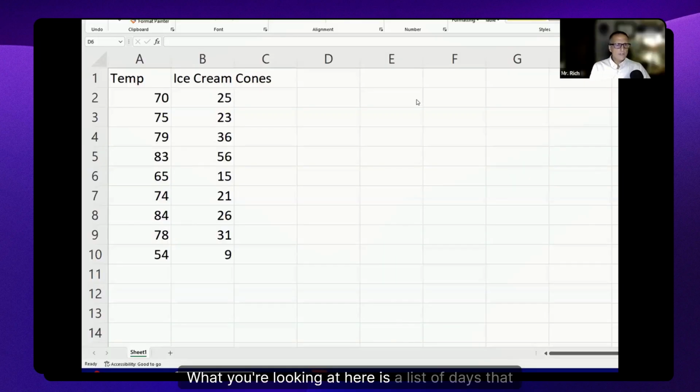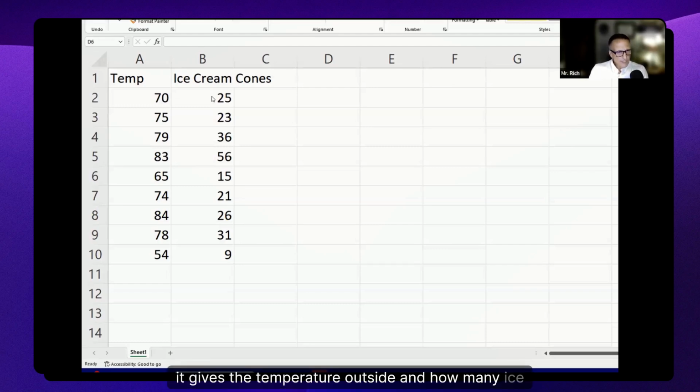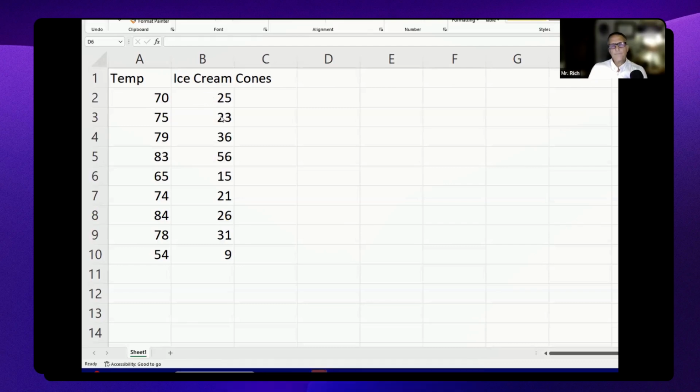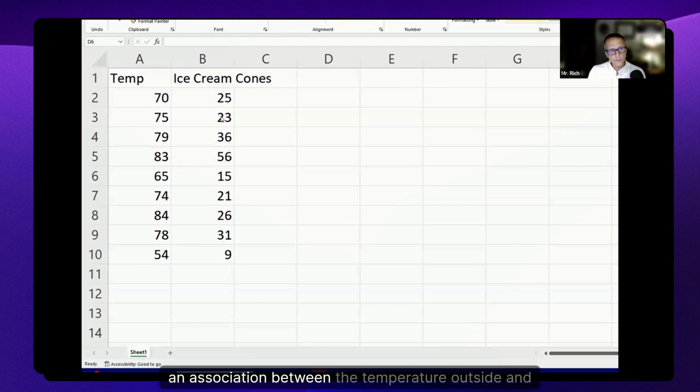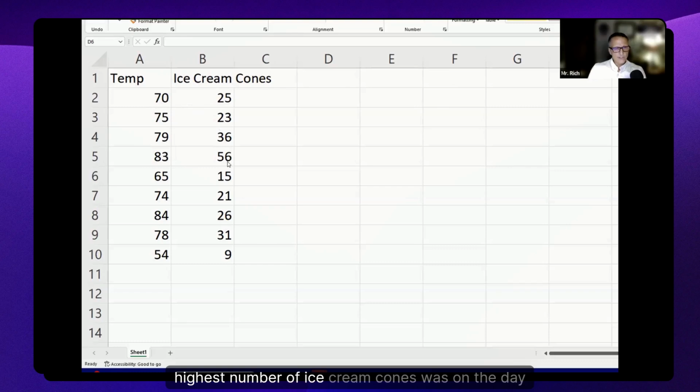What you're looking at here is a list of days that an ice cream store was selling ice cream cones, and it gives the temperature outside and how many ice cream cones they sold on that day. We're looking to see if there's some sort of an association between the temperature outside and the number of ice cream cones they would sell. Presumably, the hotter it is, the more ice cream they would sell. When you look at the numbers, yeah, maybe that's about true. I can see that the highest number of ice cream cones was on the day that had almost the highest temperature, 83.